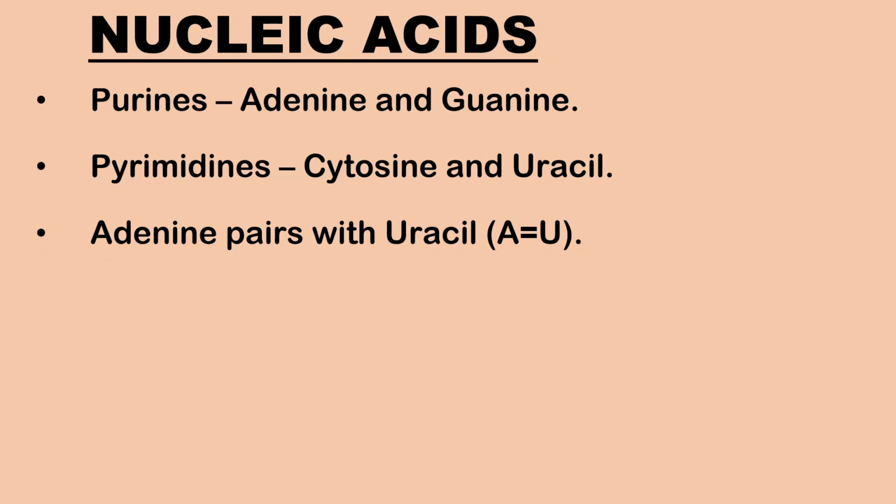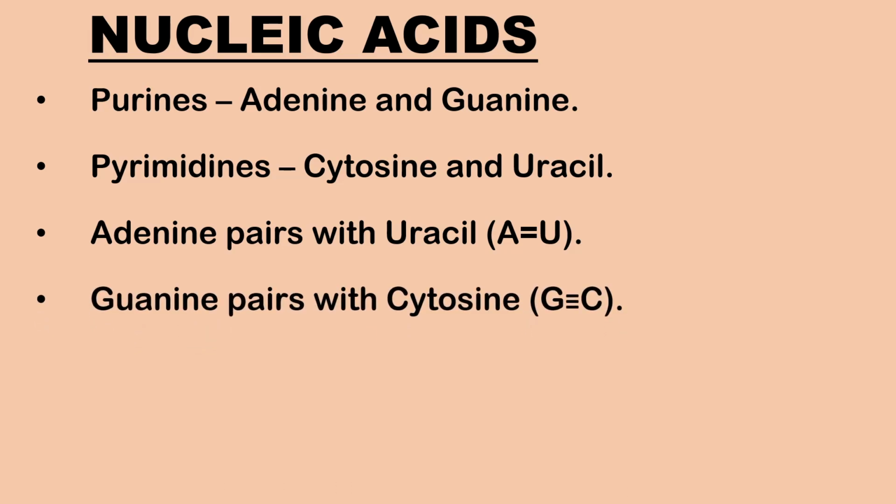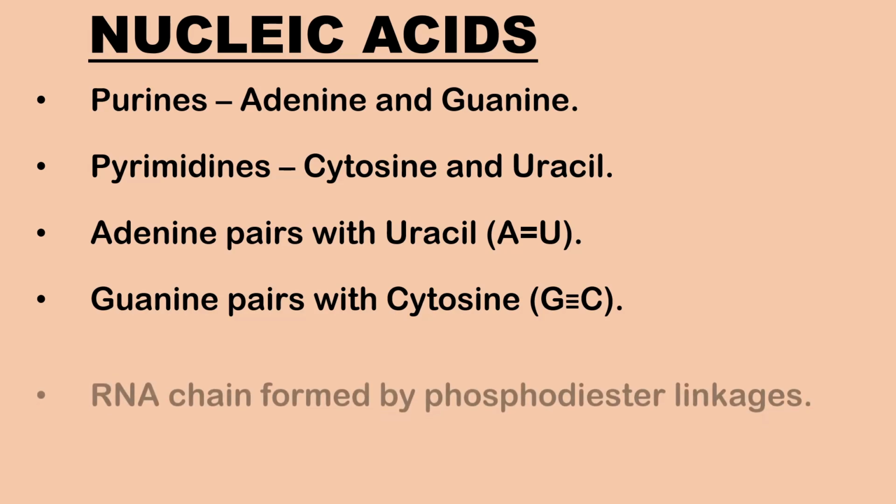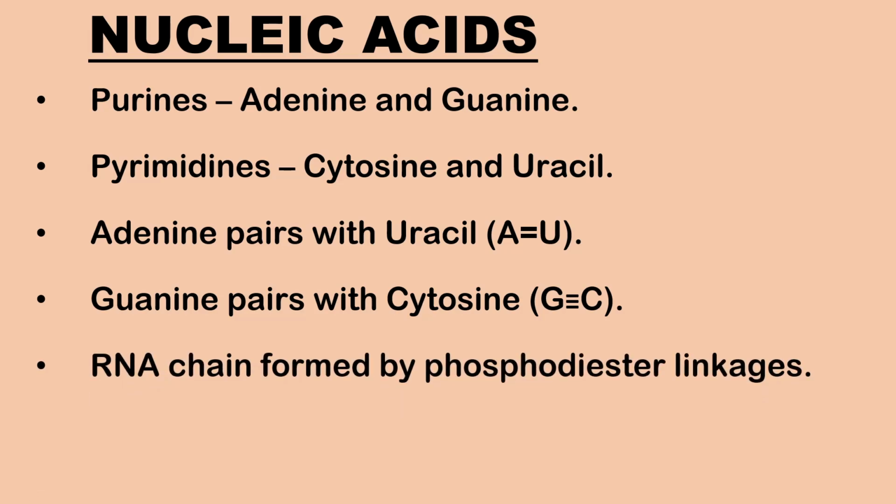Adenine pairs with uracil with the help of two hydrogen bonds. Guanine pairs with cytosine with the help of three hydrogen bonds. RNA chain is formed by phosphodiester linkages between ribonucleotides. We have already learnt in detail about DNA and RNA in one of our previous videos.